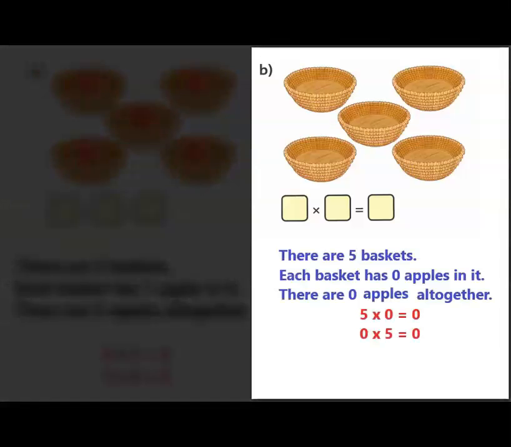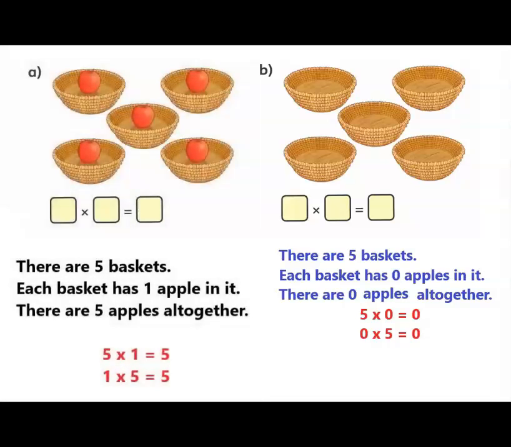Here are the sentences and multiplication equations that match image B. There are 5 baskets. Each basket has 0 apples in it. There are 0 apples altogether. So 5 times 0 equals 0. 0 times 5 equals 0. What do you notice when we multiply by 1? What do you notice when we multiply by 0?